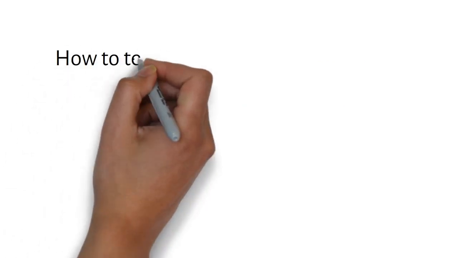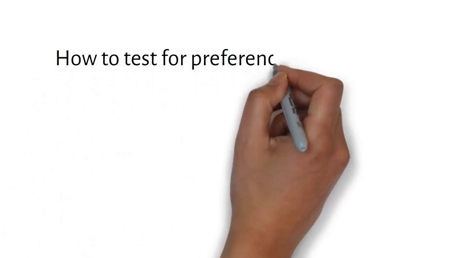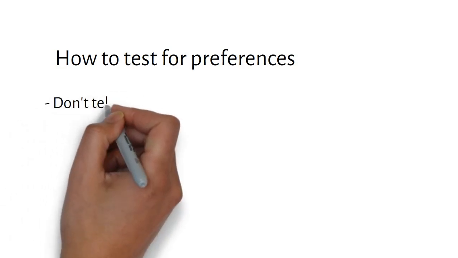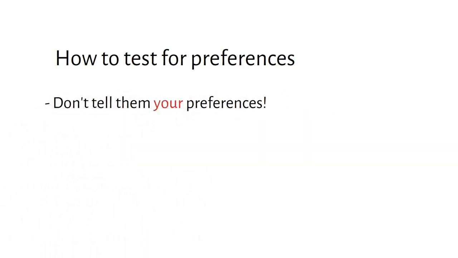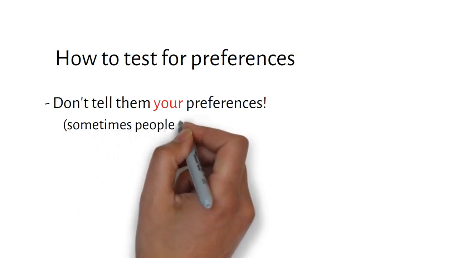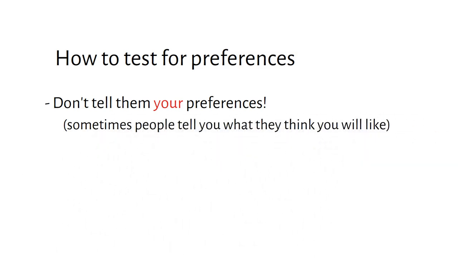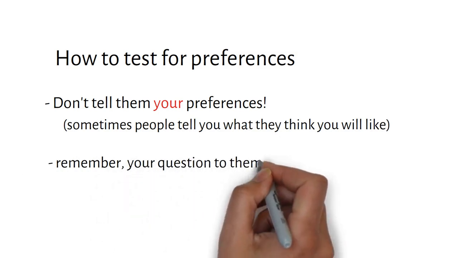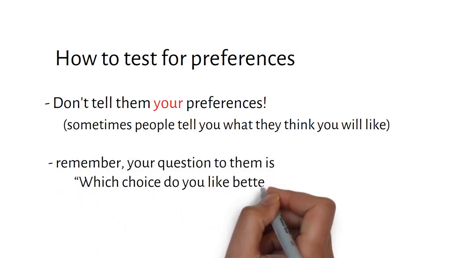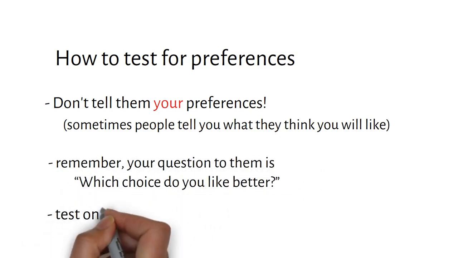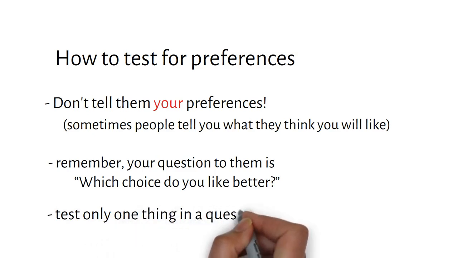Good. When you test for what people prefer, how should you do it? First, don't tell them your own preference. Sometimes people tell you what they think you will like. Your question to them is, which choice do you like better? Make sure to test only one thing in a question.